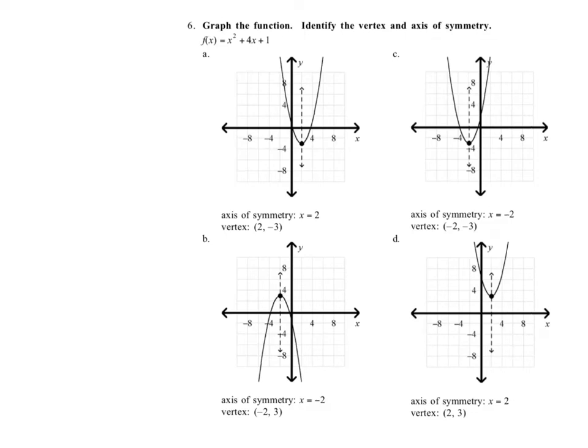Okay, this problem is where I give away that I'm left-handed, because I've left the left side of this open to do calculations on instead of the right side. Yep, so graph the function and identify the vertex and the axis of symmetry.